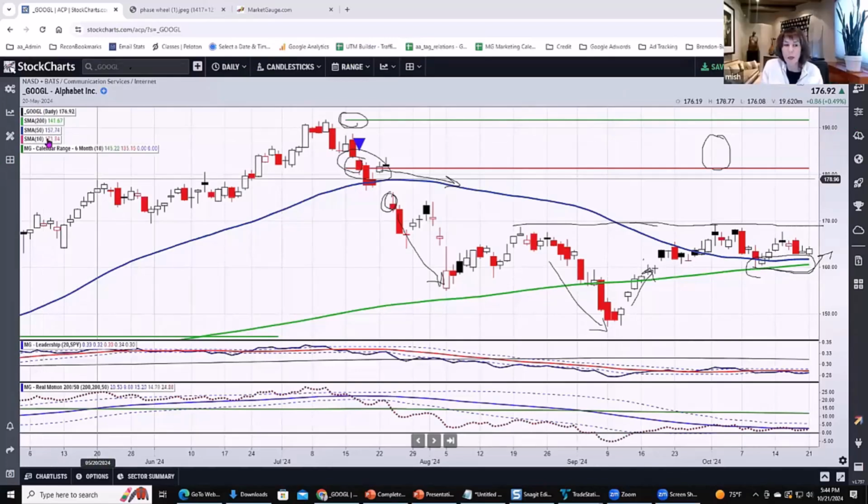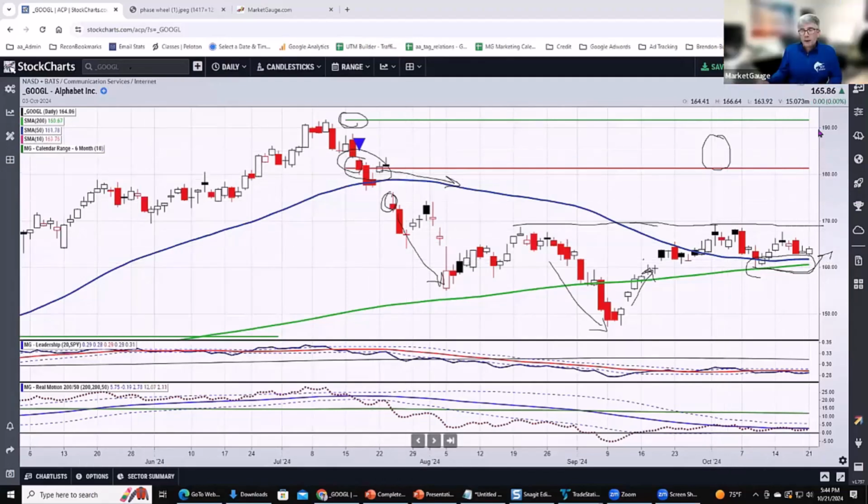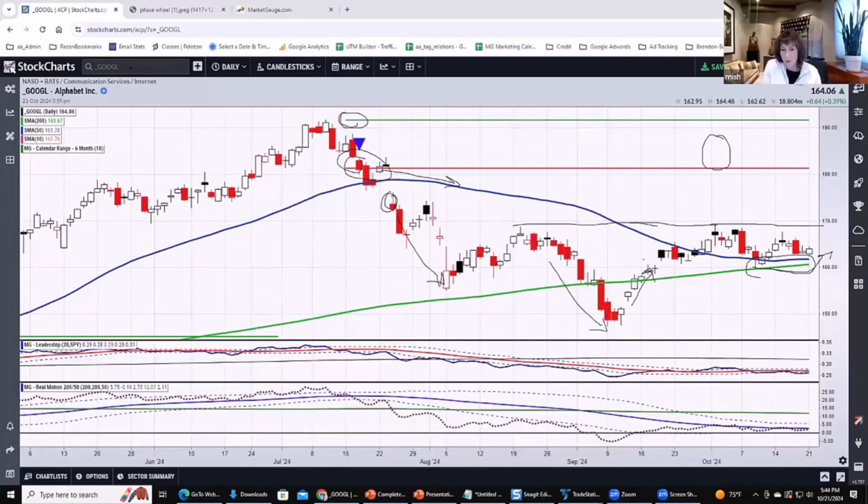Especially if you think it can make a move back up closer to like 180. So yeah, new highs is over 190. So if you're risking $8 to make 20, yeah, that's not terrible.